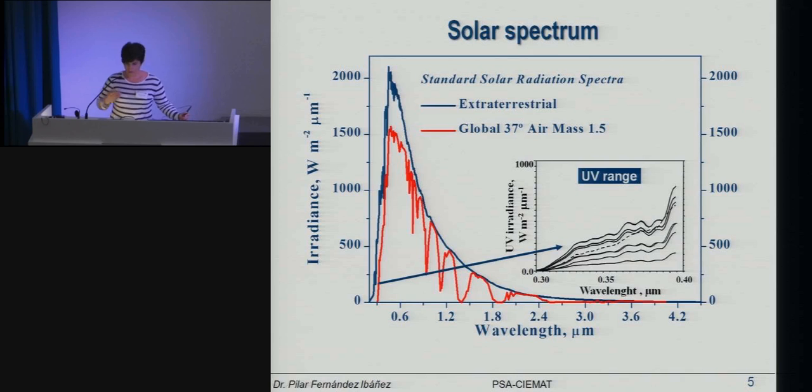So this has been explained before by our colleague Tamar Kohn. So what I'm going to tell you is what we need. Of course, as was explained before, we are all aware that the main UV component is the UVA and a very small proportion is UVB. And this is the part of the solar spectrum we are playing with.